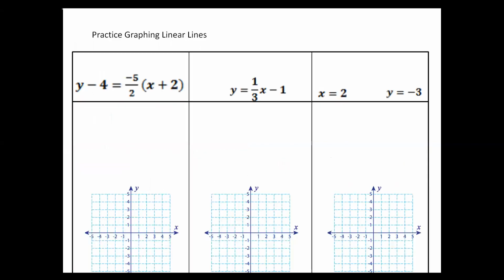Sorry about that. Let's practice our old way of graphing linear lines. In this case, we have three different versions: our point slope, our slope intercept, and our vertical and horizontal lines. These are the ones we definitely want to be able to look at and identify. The first one we're getting up here is our point slope. I'll write it up there. Just to practice with you guys, we have the other one, our slope intercept. And our last one is vertical and horizontal.